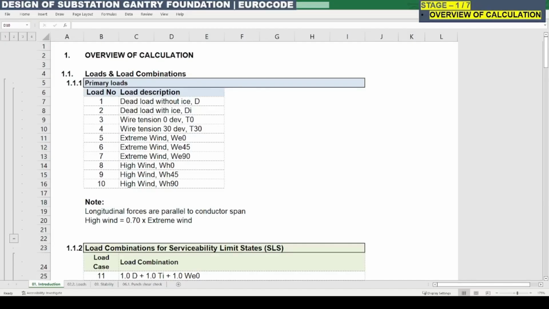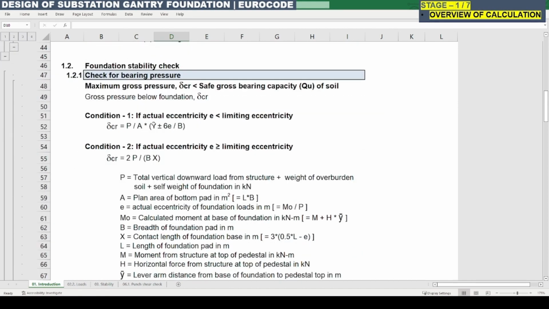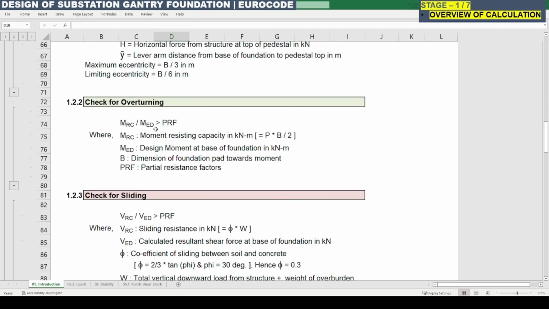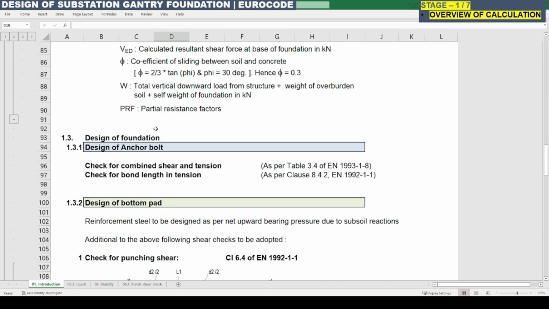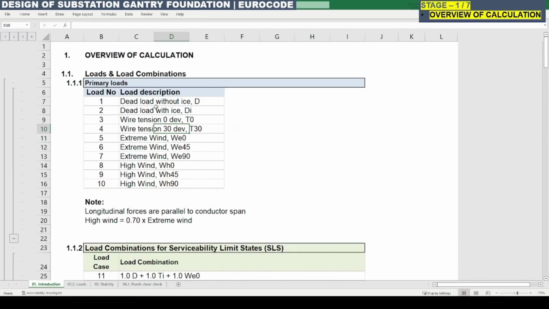On the screen you can see an Excel sheet which we had developed to design a gantry structure foundation. So this is an overview. In this overview we will be looking at what the loads are and how the calculation is going to work on the stability check, and finally what the elements are which we are going to design. So we will look into this overview of the calculation.